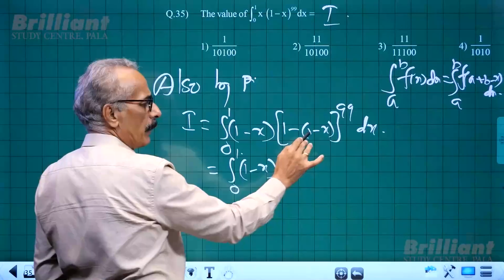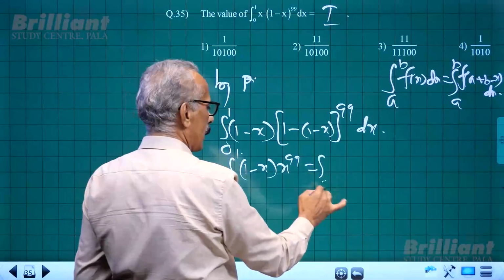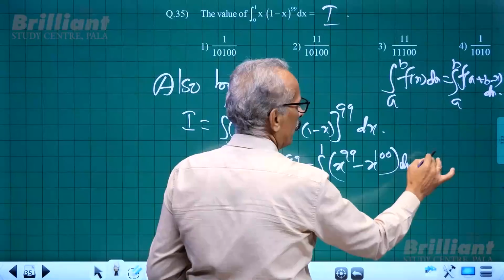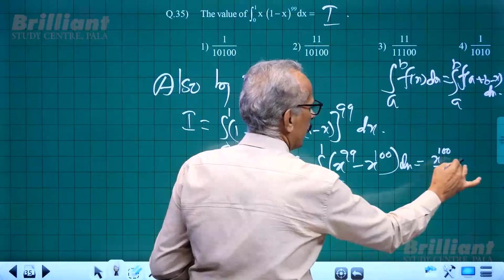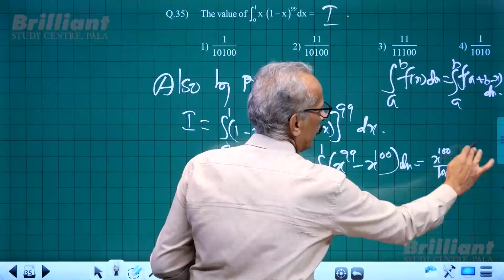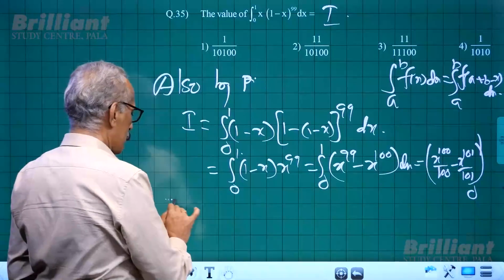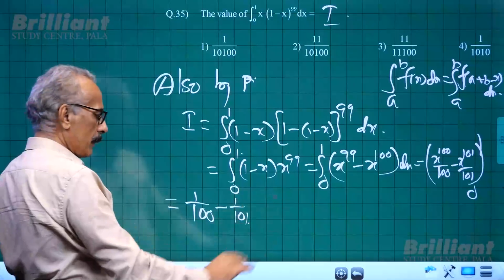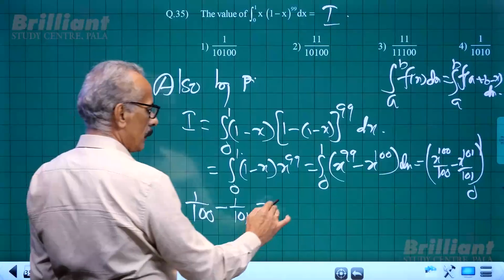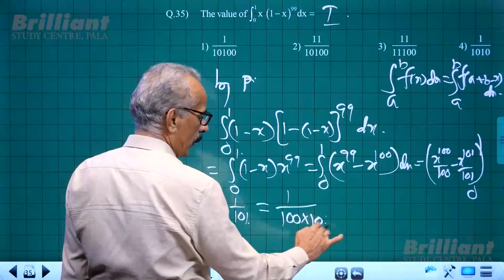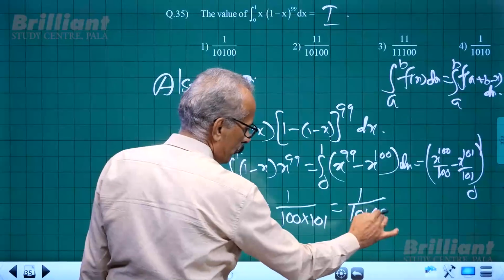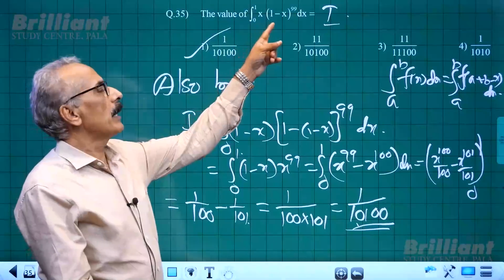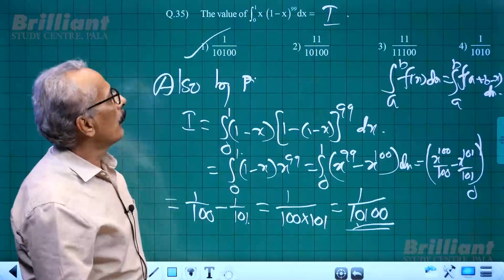1 minus x into 1 minus 1, 0, x raised to 99. That is integral 0 to 1, x raised to 99 minus x raised to 100 dx. So, that is equal to x raised to 100 divided by 100 minus x raised to 101 divided by 101 within the limit 0 to 1. When you apply the limits, 1 by 100 minus 1 by 101, lower limit becomes 0. This is 101 minus 100, that means 1 divided by 100 into 101. That's your answer. So, remember, this is integral 0 to a, x into a minus x to the power n. So, that you keep it in your mind, solve it.